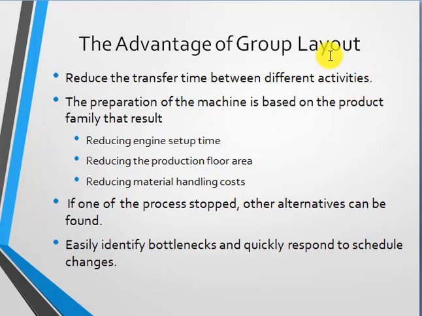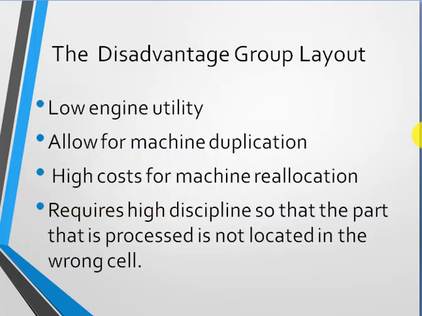The advantages of group layout: it can reduce the transfer time between different activities. The preparation of the machine is based on the product family, which results in reduced machine setup time, reduced production floor time, and reduced material handling costs. If one of the processes stops, another alternative can be found. It is easy to identify the bottleneck and quickly respond to schedule changes. So there are so many advantages if we use a group layout.